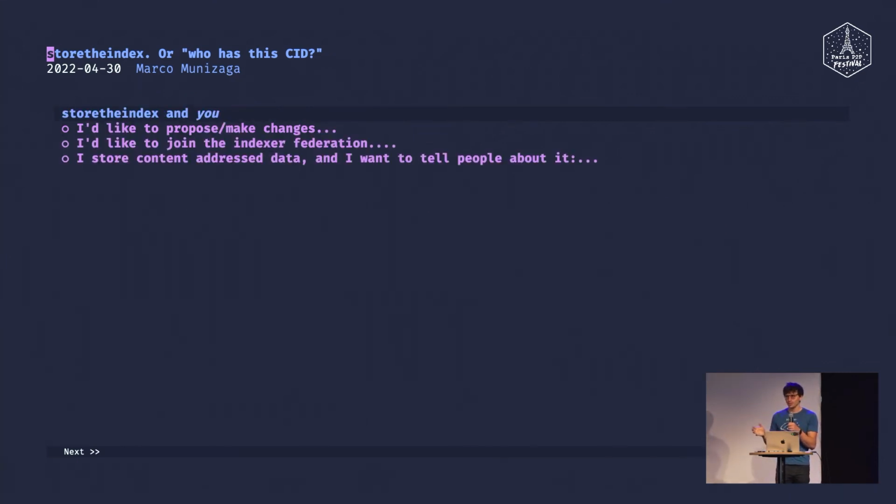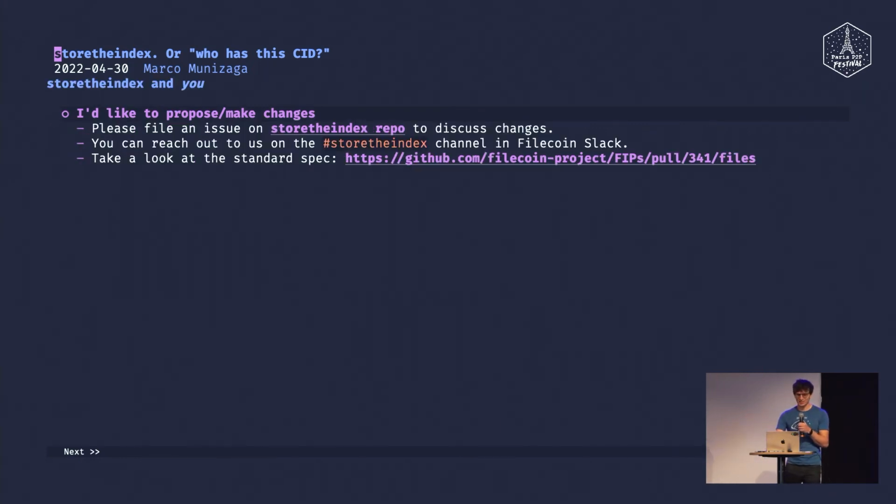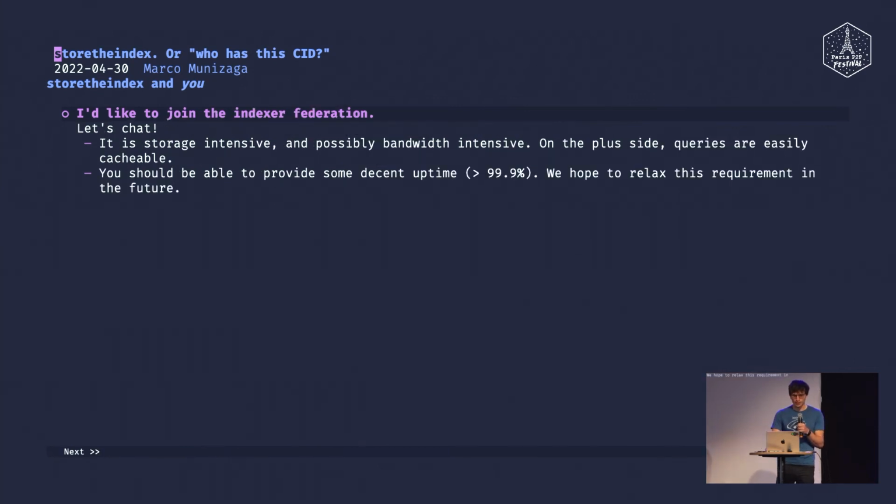Okay, so Store the Index and you. How can you be a part of this? If you want to make or propose changes, there's a Store the Index repo. We can start a discussion there. You can reach out to us on Filecoin Slack in the Store the Index channel. And we have a FIP right now, which defines the spec of this indexer system. If you want to join the Indexer Federation, that's great. Let's chat.